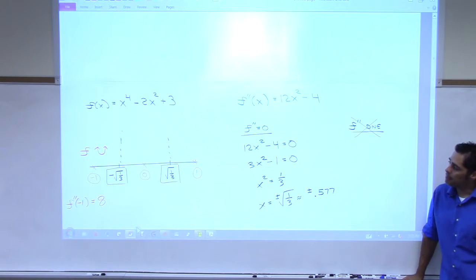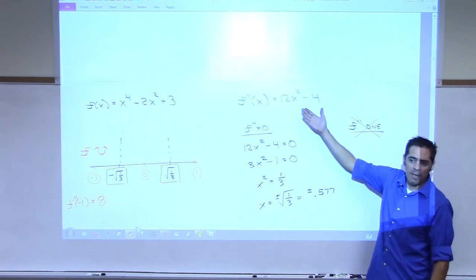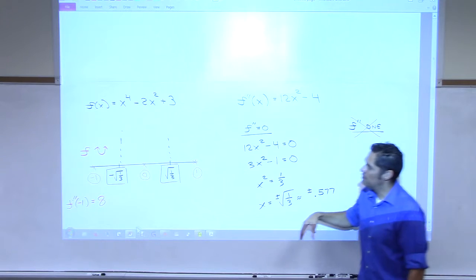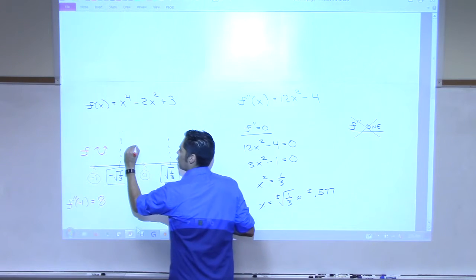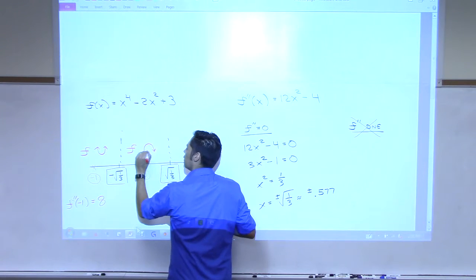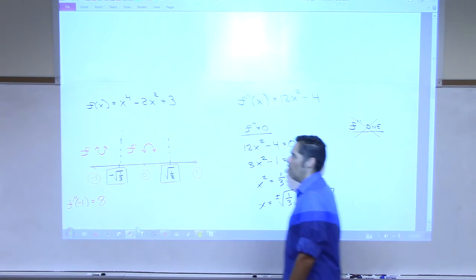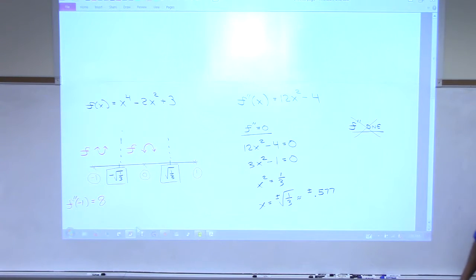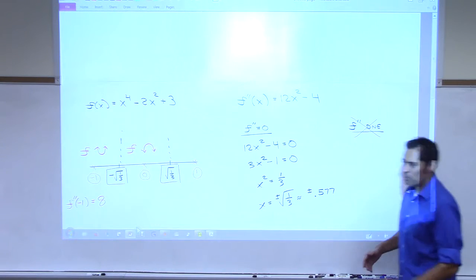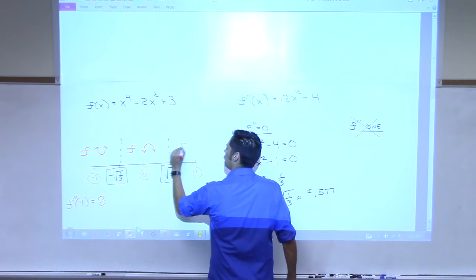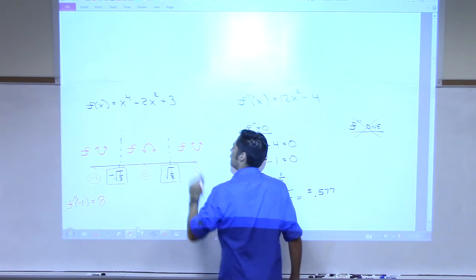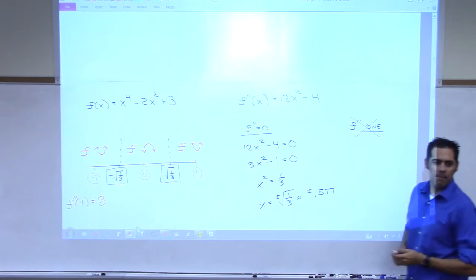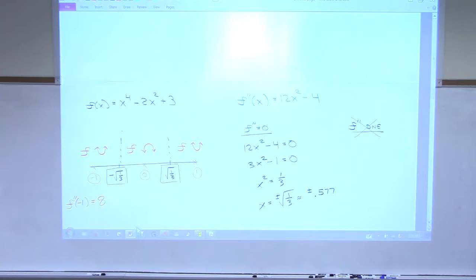Plug in 0, what do you get? Negative 4. Oh, it's sad. So that means that the original function is frowning, down like that. And then at 1, you get 8 again, which means the original function is smiling. So what happened at 0? Nothing. We're down for a reason.